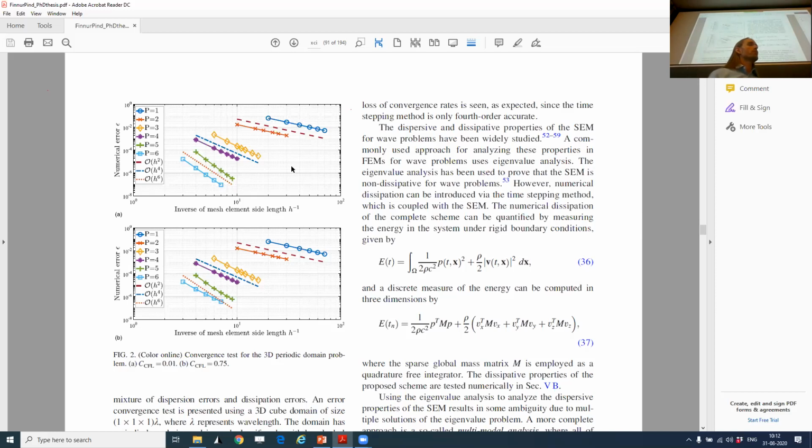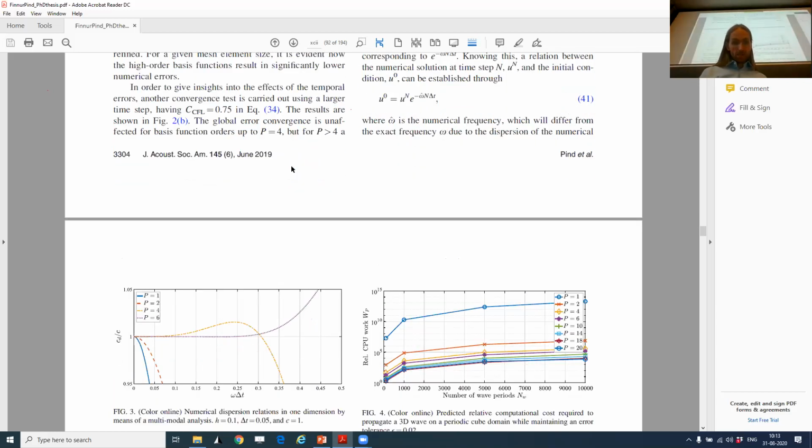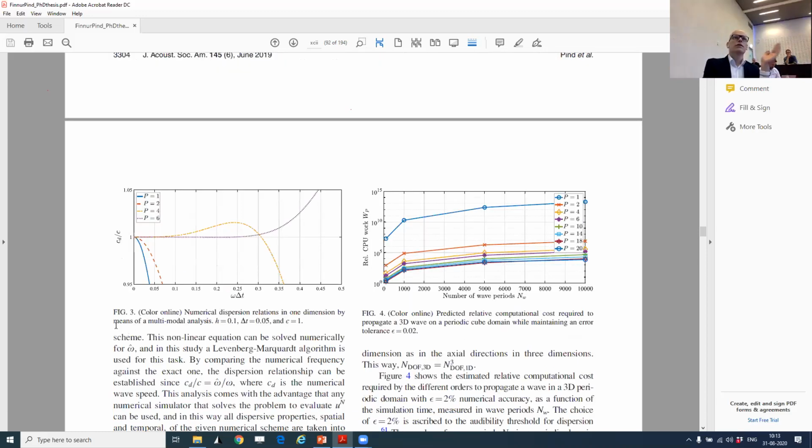So use interpolation. I believe this has been done, to my understanding, to use different bases in different elements. Okay, thank you. We move on. Yep, so if you go down, figure 3 is again the dispersion error. So that means that the sound is either leading or lagging the true sound.